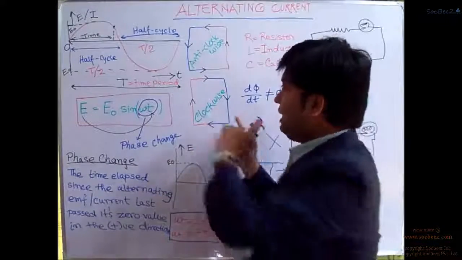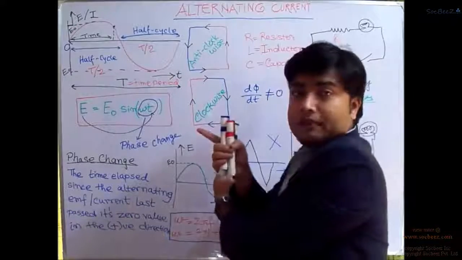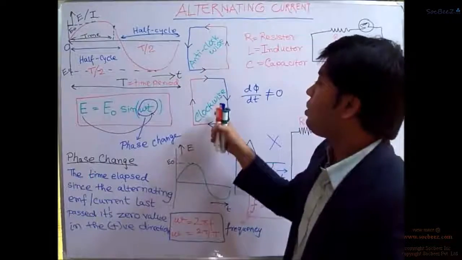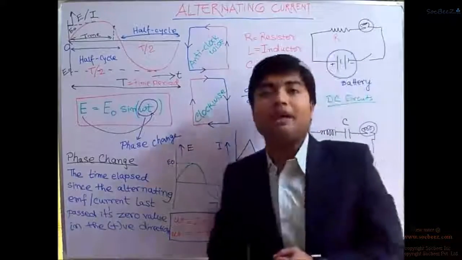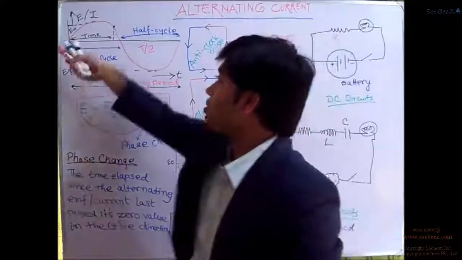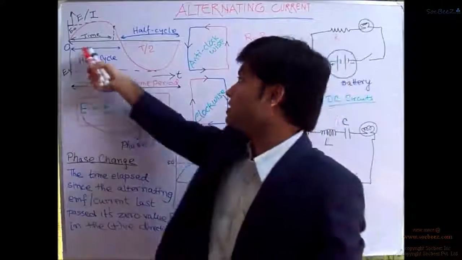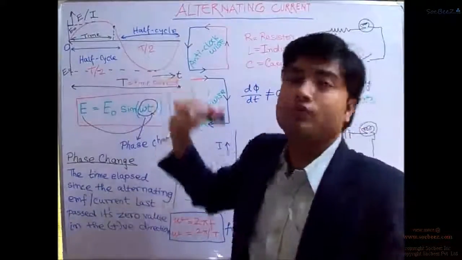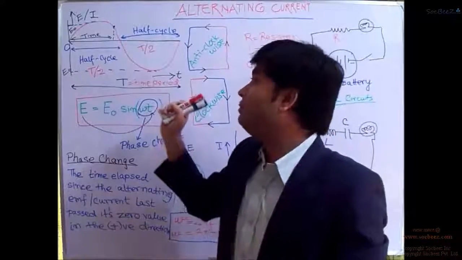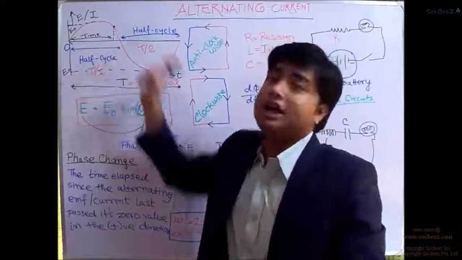Likewise, if we now change this frame, then we will see that the clockwise current is now reversed into anti-clockwise. But mind that for each half cycle, both will have the same time, and that will be equal to the time period divided by 2.